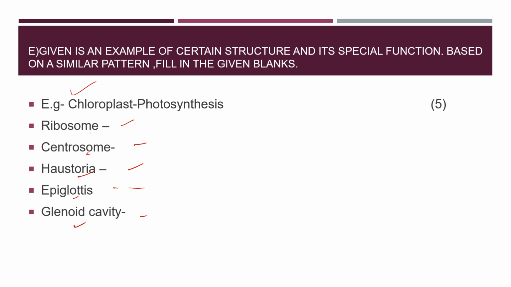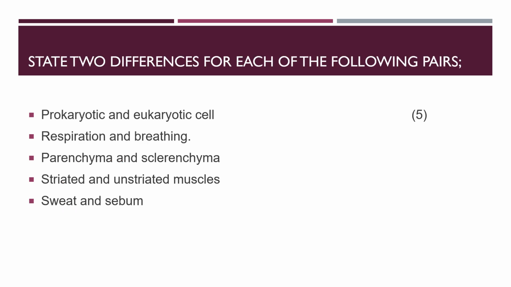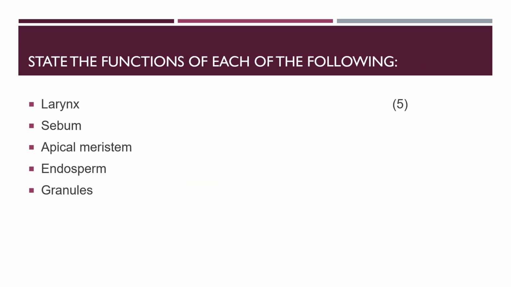with the answers, okay? So now you just take a separate sheet of answer book and you just try to write the questions and answers and recall them. Now next comes state 2 differences for each of the following pairs. First one is the prokaryotic and the eukaryotic cell, respiration and breathing, parenchyma and sclerenchyma, striated and unstriated muscles, sweat and sebum.